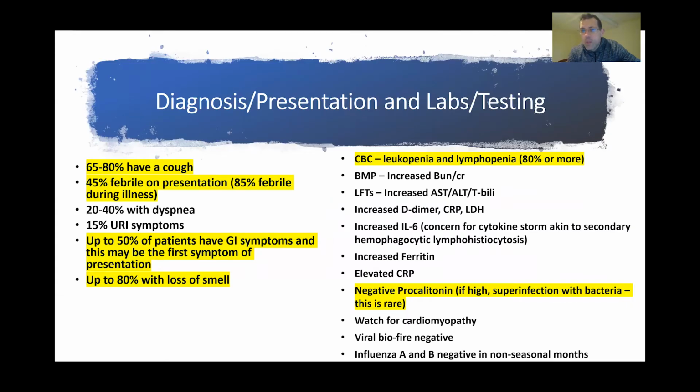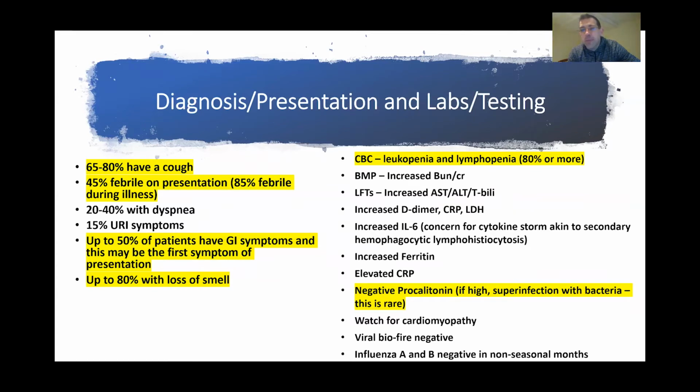So what about diagnosis and presentation? Well, about 65 to 80% have a cough. About 45% upon initial presentation to you might be febrile. However, up to 85% of people will be febrile at some time during their illness. 20 to 40% present with dyspnea. 15% with other respiratory type of infectious symptoms.